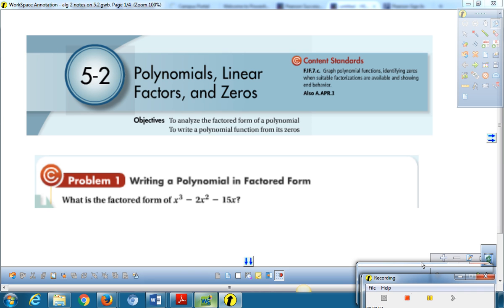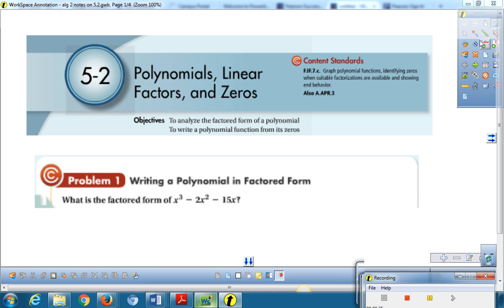Section 5.2, polynomials, linear factors, and zeros. Our objectives are to analyze the factored form of a polynomial and to write a polynomial function from its zeros. We have already done factoring and finding x-intercepts on quadratics. We know how to factor quadratics, we know how to find the x-intercepts. We're going to be doing the same thing with the rest of the polynomials. The process is exactly the same.